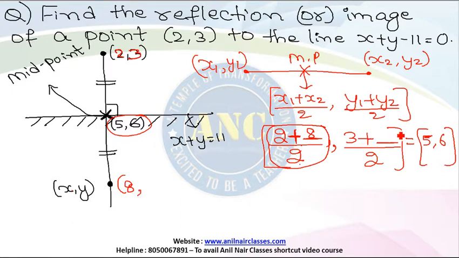Similarly, this entire value should be 6. And 3 plus which number, divided by 2, will give you 6, or in simple language, which number when divided by 2 will give you 6? 12 divided by 2 is 6, but that means the numerator should be 12. 3 plus which number will give you 12? 3 plus 9 is 12. Y coordinate is 9. Answer is 8 comma 9.